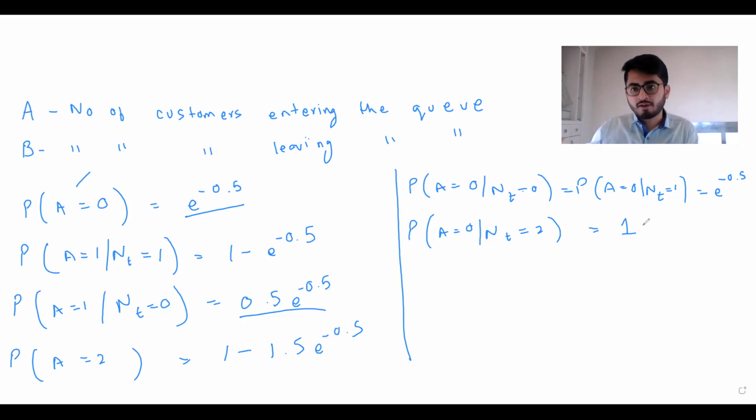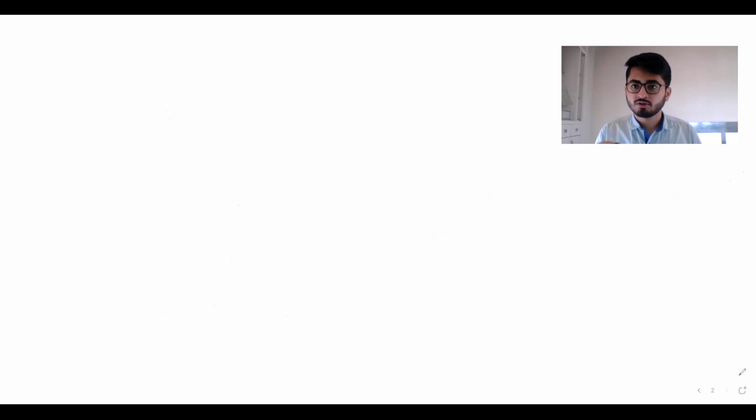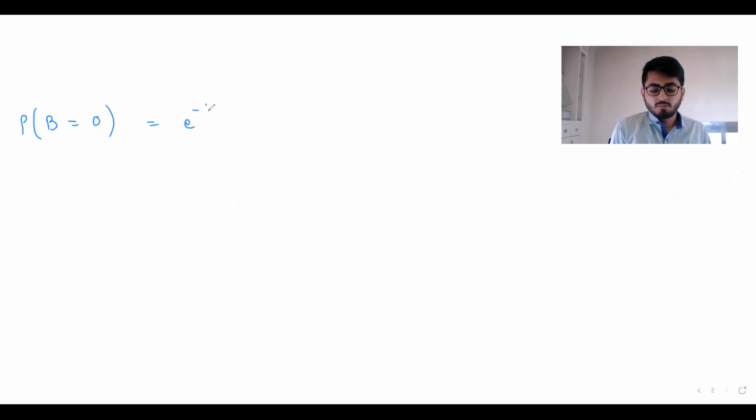Again, we are very far off what our final objective is, to get the transition matrix of nt. But so far what we have done is we have found out the probabilities of customers entering the queue in various circumstances. Next thing what I'm going to do is similarly find the probabilities of B, that is the customers leaving the queue. Probability B equal to 0 will be e to the power minus 1. This is by definition, I would say.